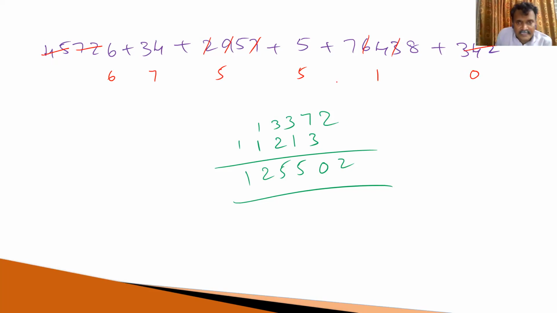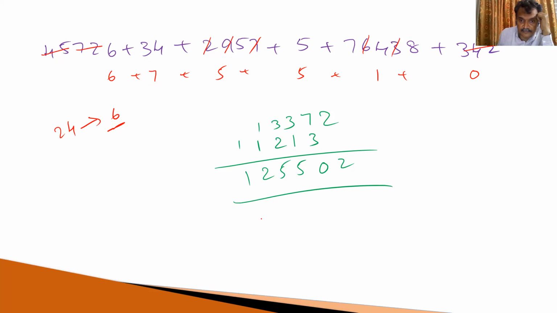Okay. Now, what is the total digit sum? 6 plus 7, 13, 23, and 24. What is the digit sum of 24? That is equal to 6. So, just add all the numbers, okay. Now, what is the total digit sum of this number? That is equal to 6.